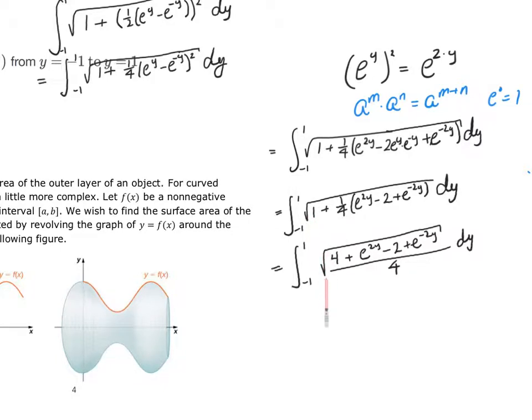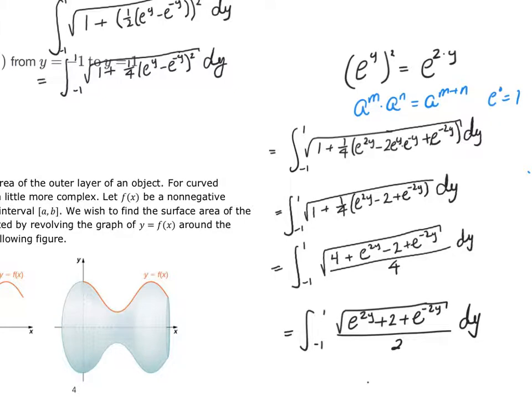And so I have the square root of 4 plus e to the 2y minus 2e to the negative 2y, to the 4th. And so I'm just going to continue with the algebraic cleanup. So from -1 to 1 of the square root of e to the 2y plus 2 plus e to the negative 2y. I'm going to take the square root of 4 separately, so that's over 2 dy.